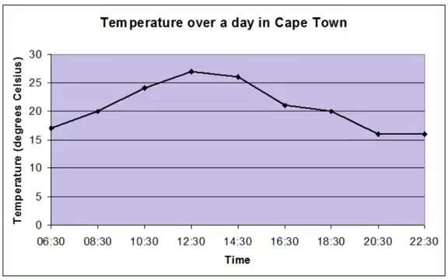Line graphs represent continuous data and always have a dependent and independent variable. The data is continuous because there are no gaps in between. So if we're looking at the temperature over a day in Cape Town, we know that no matter what time of day it is, there has to be a temperature.